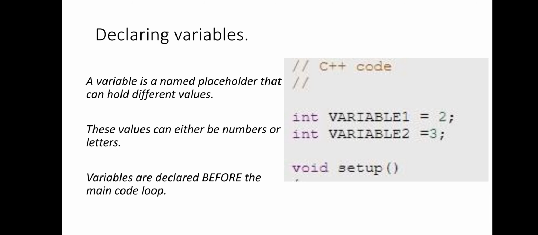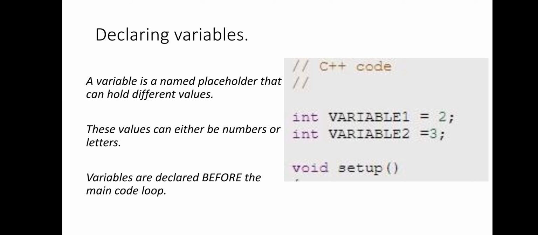I'm going to be going over basic concepts like variables and basic syntax and commands. So first off, we need to declare a variable, and for those of you who don't know, a variable is a name placeholder that can hold different values. Basically what that means is this can be set as either a number or a series of letters, and it's declared before any of the main code loops. So as you can see, I've declared it above void setup. So int variable1 equals 2 and variable2 equals 3.